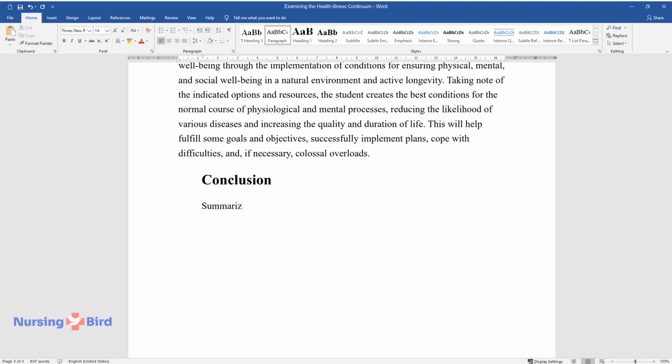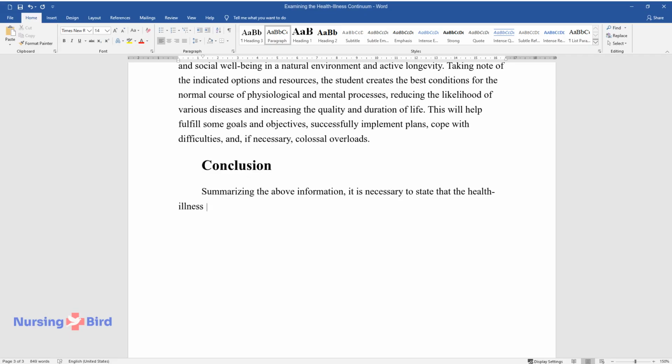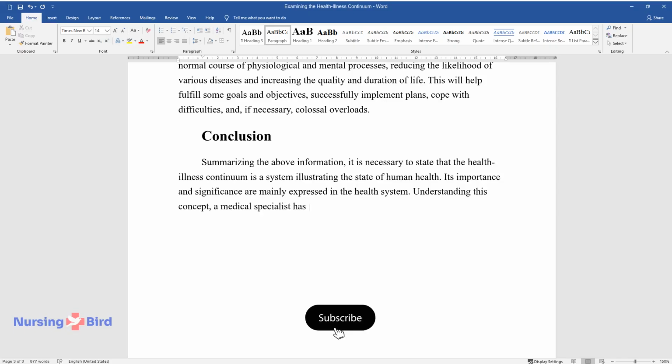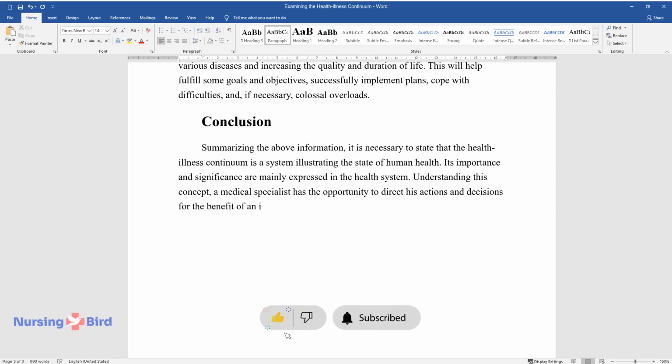Conclusion. Summarizing the above information, it is necessary to state that the health-illness continuum is a system illustrating the state of human health. Its importance and significance are mainly expressed in the health system. Understanding this concept, a medical specialist has the opportunity to direct his actions and decisions for the benefit of an individual, a group, and the whole society.